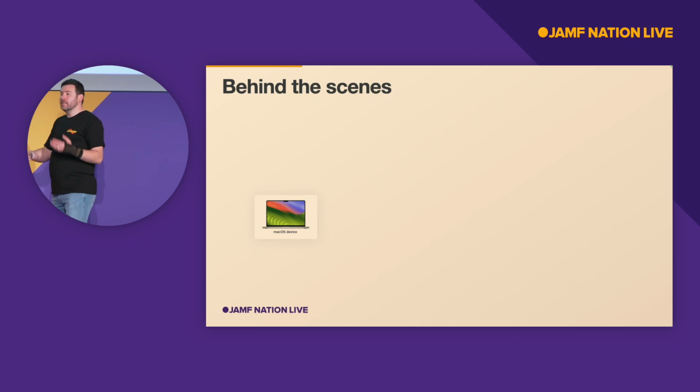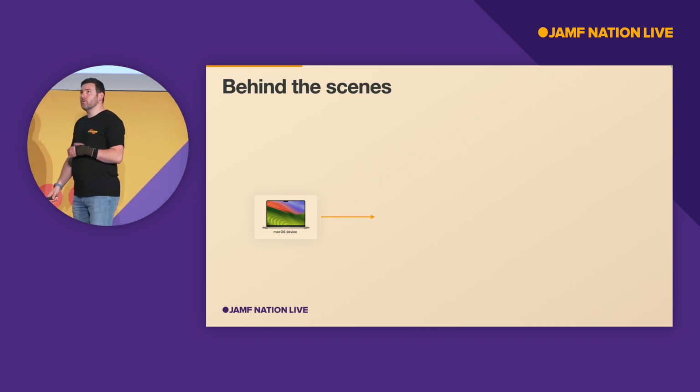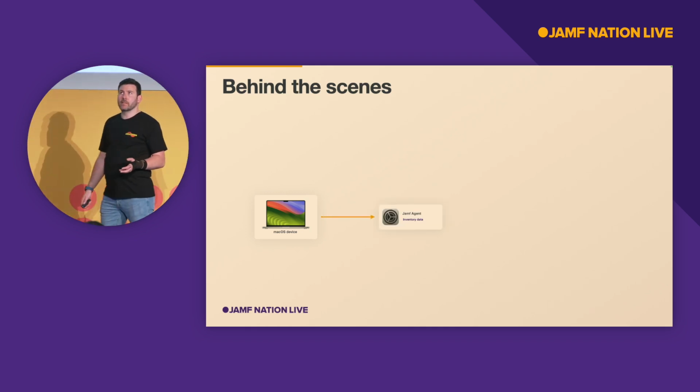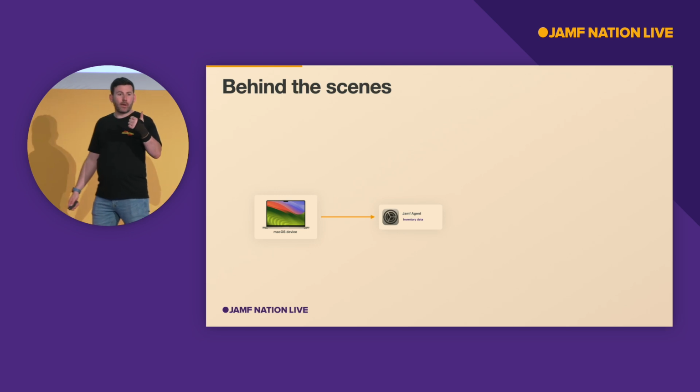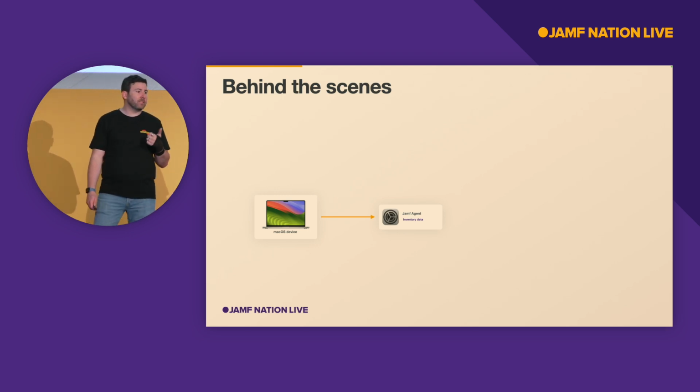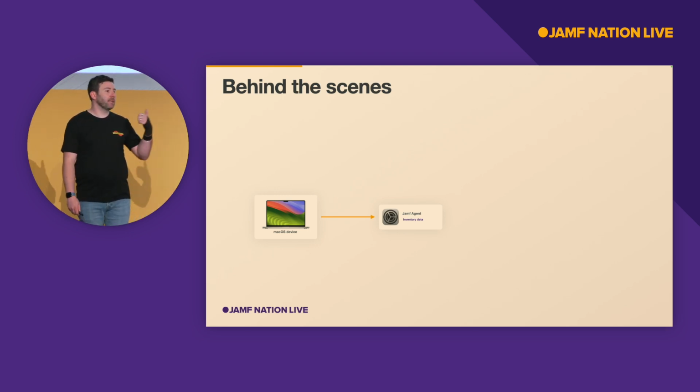Kind of behind the scenes, what's happening on the devices? Well, we've got two different binaries that are running on the device at this point in time. So we've got the Jamf Pro binary, which is feeding our inventory information through into Jamf Pro, and then obviously in turn updating its smart groups.